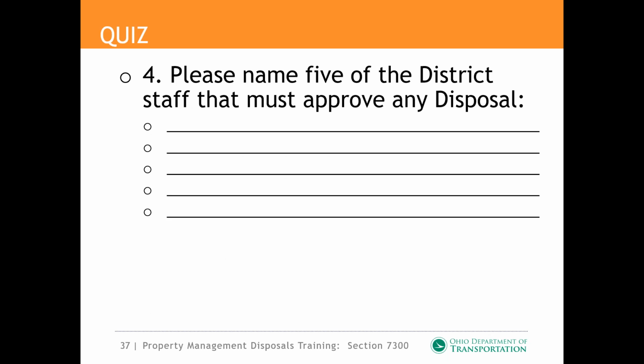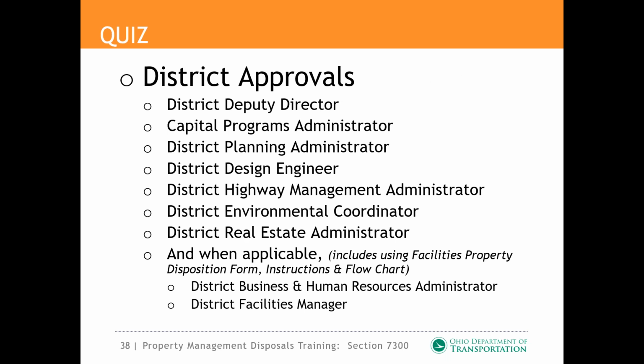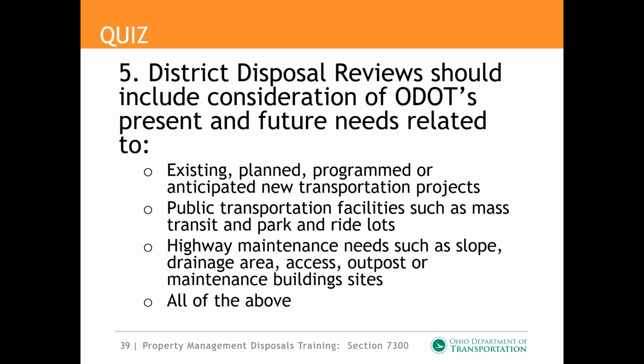Number 4, name 5 people that have to sign off on a disposal. There are more than 5, but just 5. Actually, you don't need to pull this one because, oh, there they are. Everyone could write different ones. So those are the normal people that you need to have sign off. And the bottom ones are applicable when you are doing a facility disposal. Number 5, district disposal reviews should include consideration of ODOT's present and future needs related to.